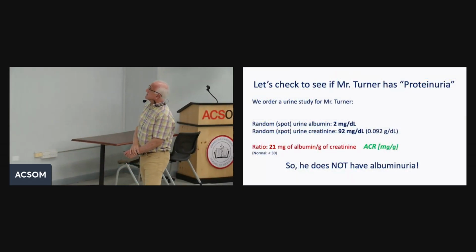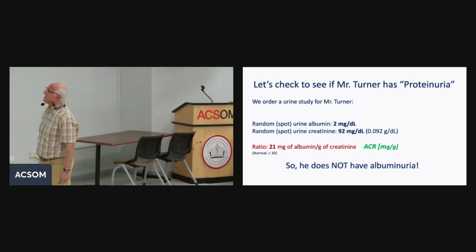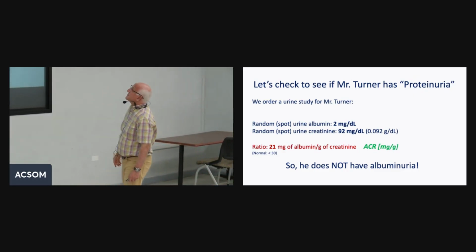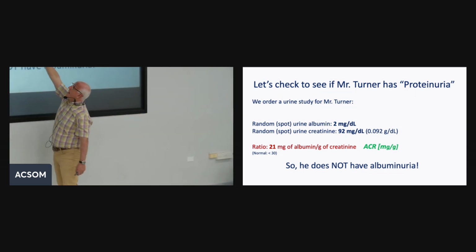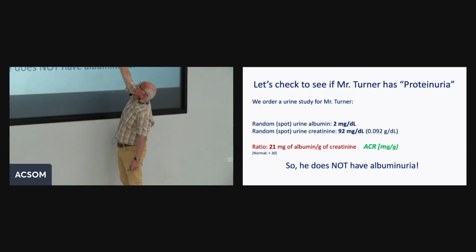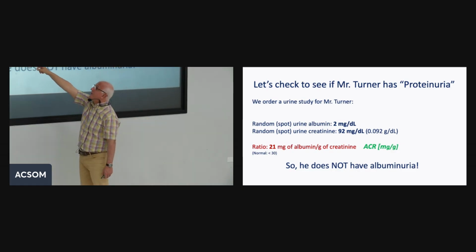Okay, let's check if Mr. Turner has proteinuria. Turns out that his random urine albumin is 2, random urine creatinine is 92. And let's see, for the units, I had to go to gram. So deciliter, with that deciliter will be canceled. I will be left with milligram per gram. Keep that in mind. The units are super important in nephrology. So 2 is not divided by 92. 2 is divided by 0.092. We do it and it comes out 21.